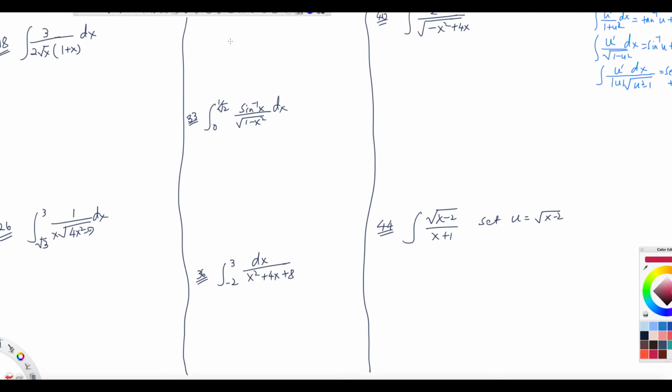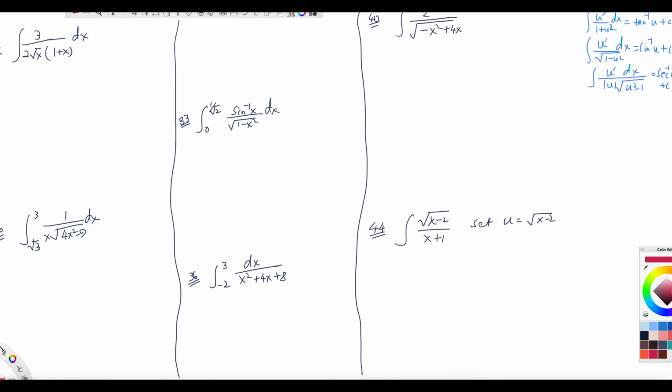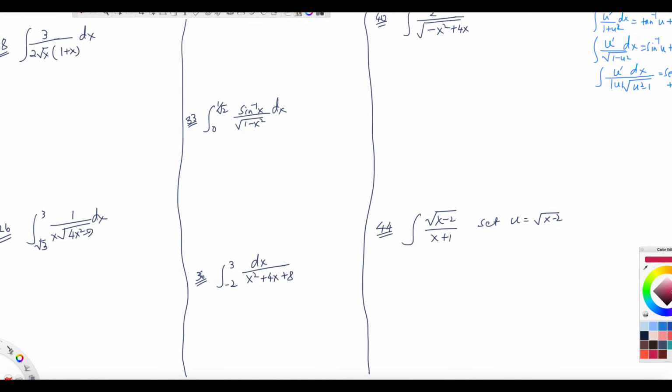All right, let us do some more examples. Okay, so the next example I want to do is example number 18 from the book. What it says is the integral of 3 over 2 root x times 1 plus x.